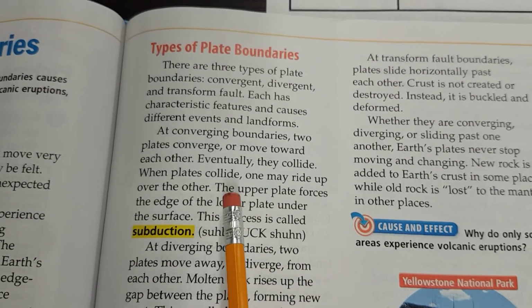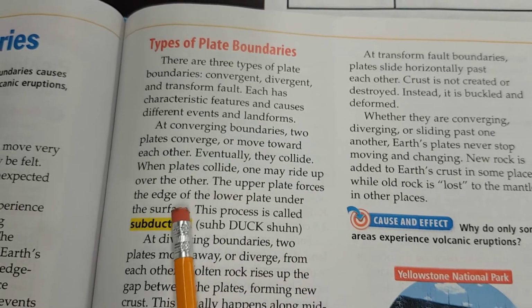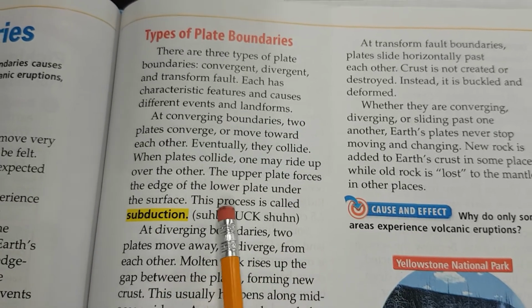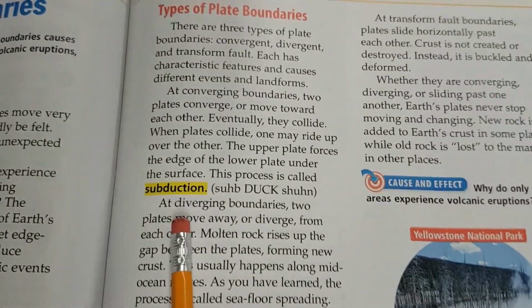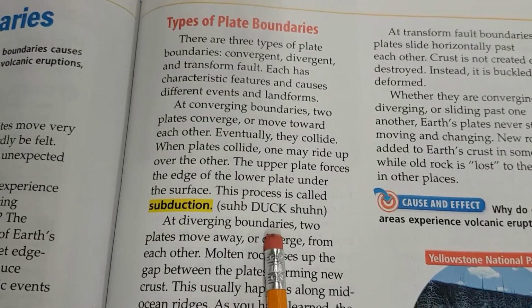The upper plate forces the edge of the lower plate under the surface. This process is called subduction. Okay, we have that here, here, here, and here. So 4 times. We should know that by now. Curve of forgetting.